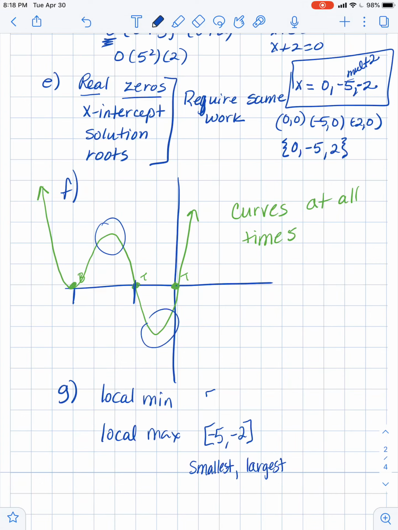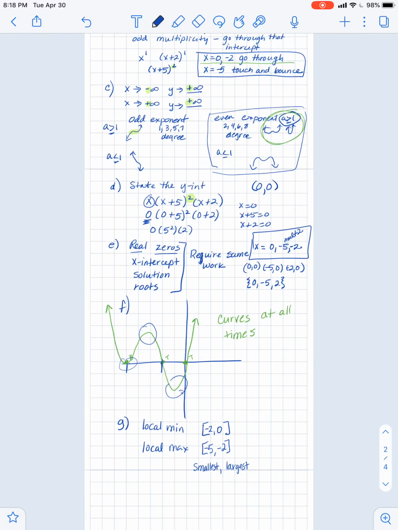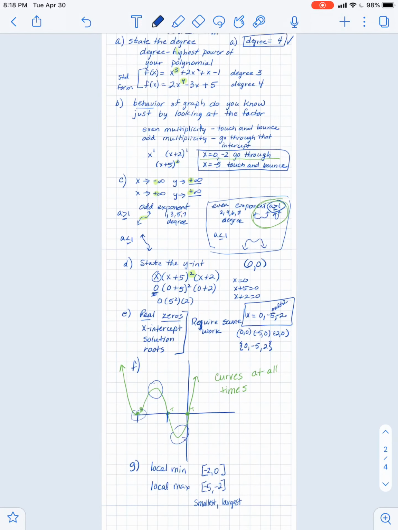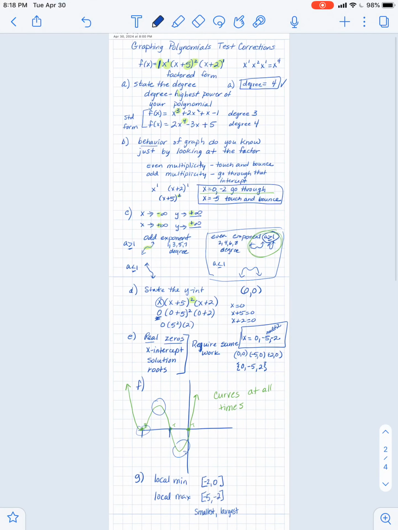Your local minimum would be down here. This is a minimum, but definitely this one's going to go lower because this one touches and bounces off. So that is going to be between the -2 and 0. Okay, so that is your first problem with all of the work that is required for it. And again, I did put extra stuff on there, but you need all of that information organized and written on your paper.